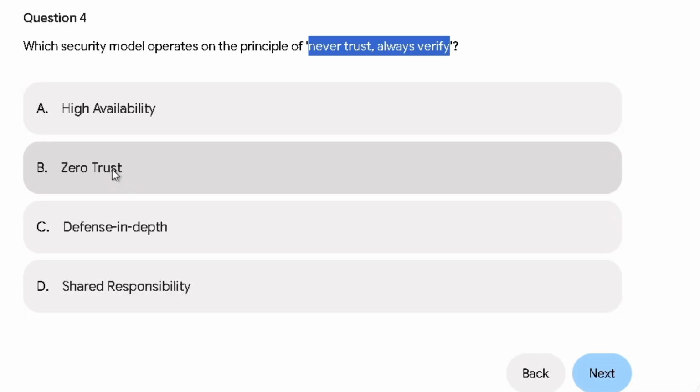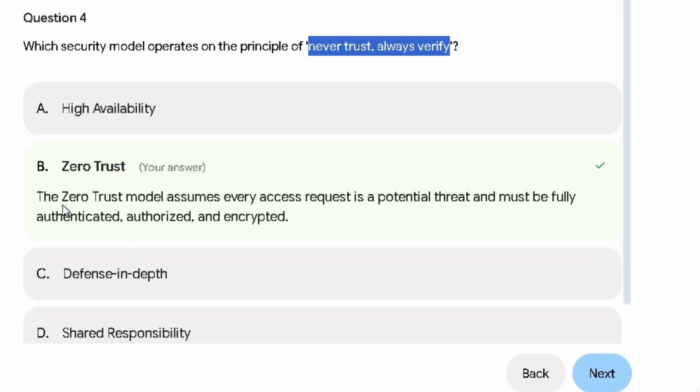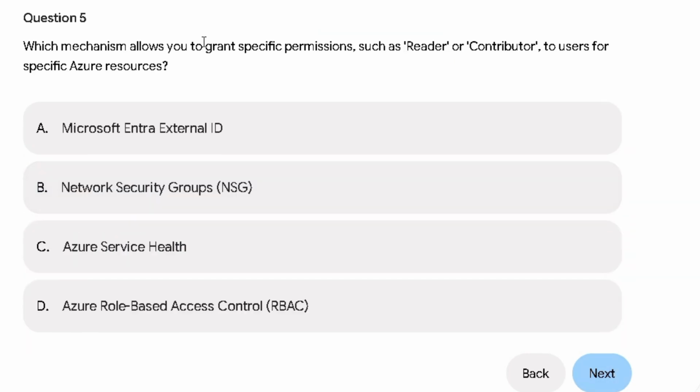So if you guys see something like this on your AZ-900 test, read the questions carefully. But if you see this, the correct answer is going to be zero trust. The zero trust model assumes that every access request is a potential threat and must be fully authenticated, authorized, and encrypted. Next. Which mechanism allows you to grant a specific permission, such as reader or contributor, to users for a specific Azure resource?